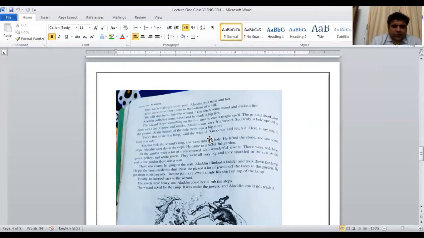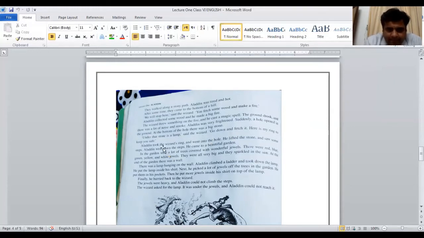Here is my ring to keep you safe. He gave him a ring. If you keep the ring with you, it will make you safe. It will protect you from any harm. And you go down and bring that lamp for me.